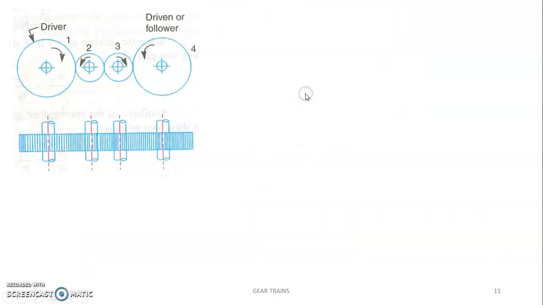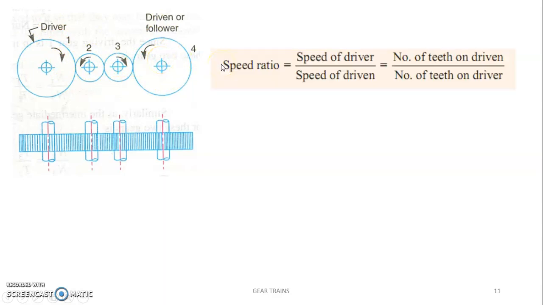So we'll see the next slide. This is again the third case, again a simple gear train, where the power is transmitted from gear number 1 to gear number 4. So 1 is the driver and 4 is the follower. Again I'm supposed to find the speed ratio of this gear train arrangement. Speed ratio is n1 by n4, and that is equal to the number of teeth on the driven divided by the number of teeth on the driver. So n1 by n4 is equal to t4 by t1.